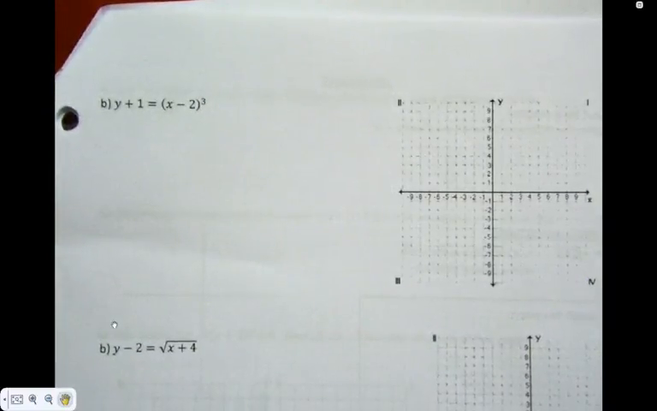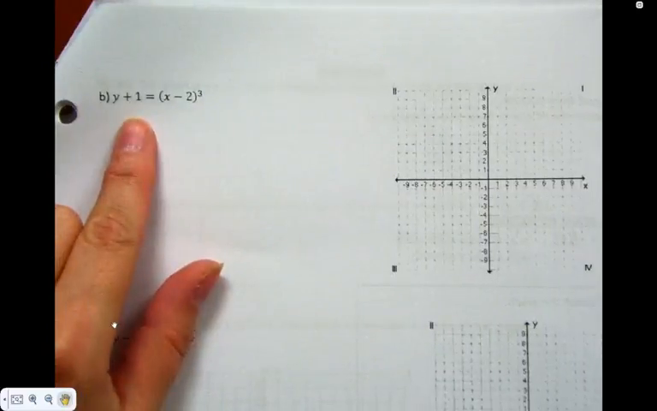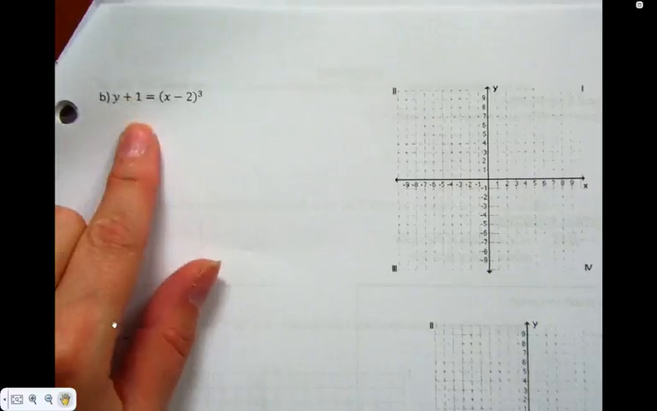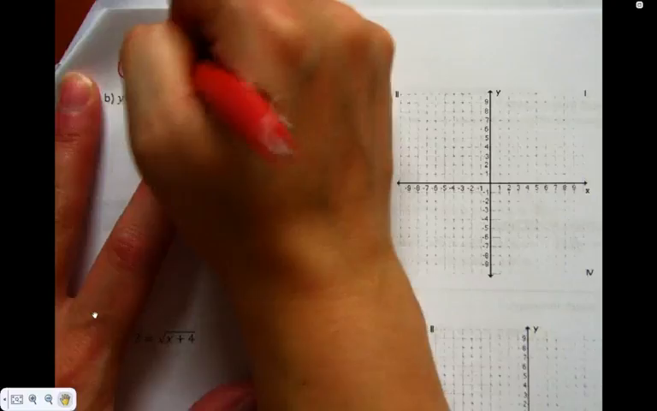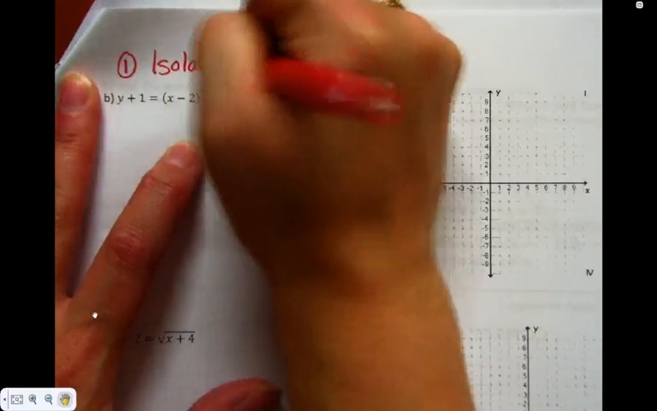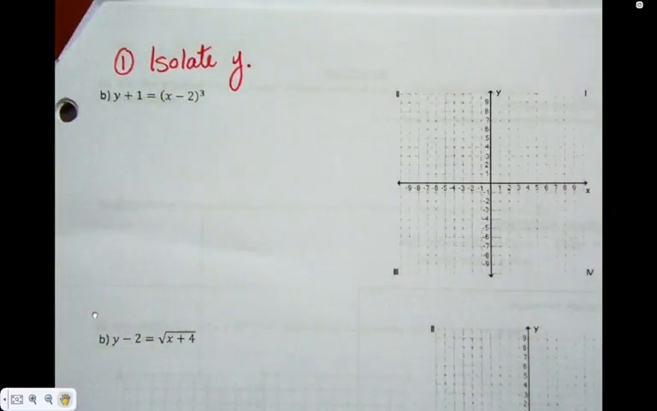The very first thing you need to know with all of the questions in this unit is the y has to be isolated. Transformations only work the way I've described if the y is all by itself. So you might want to write a note in red pen, step 1 is always isolate y. Why? Why do we need to isolate this?